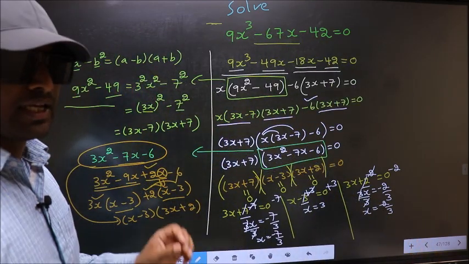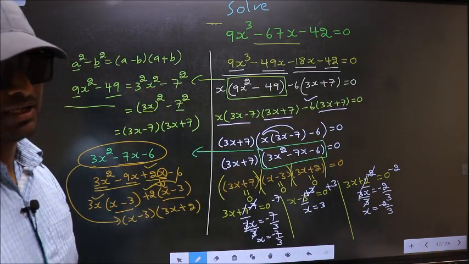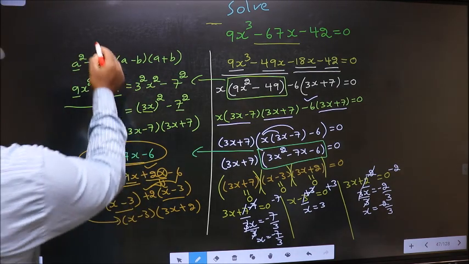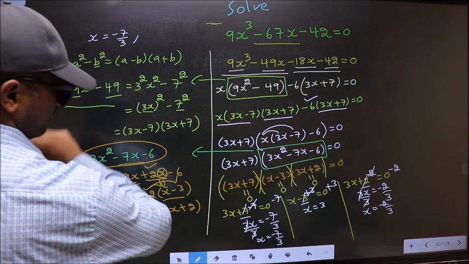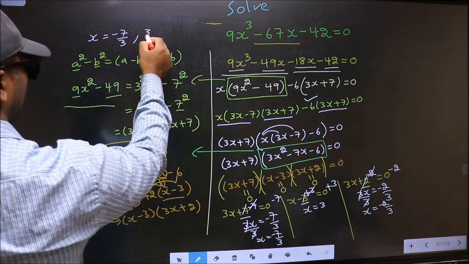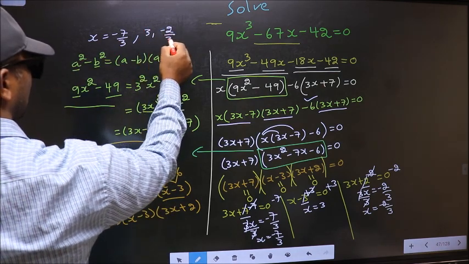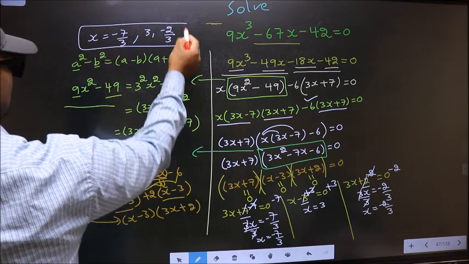So the x values that we got are minus 7 by 3, 3, and minus 2 by 3. This is our answer.